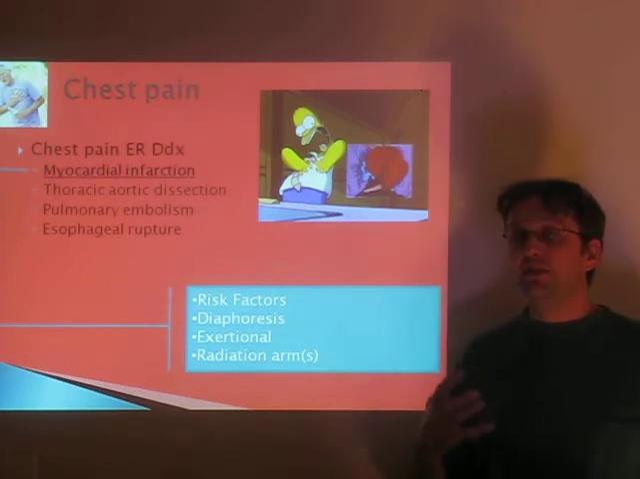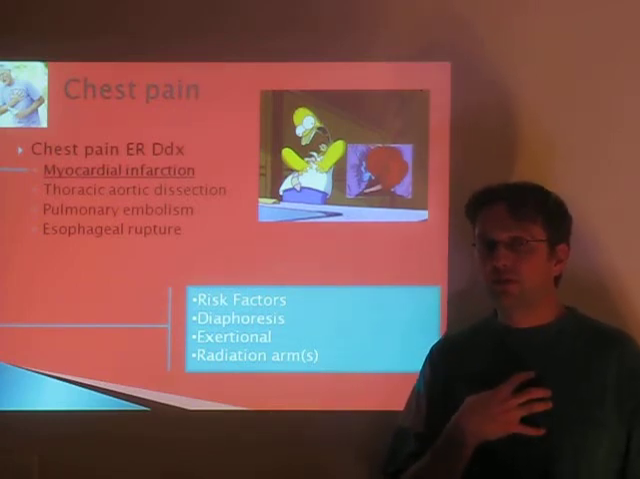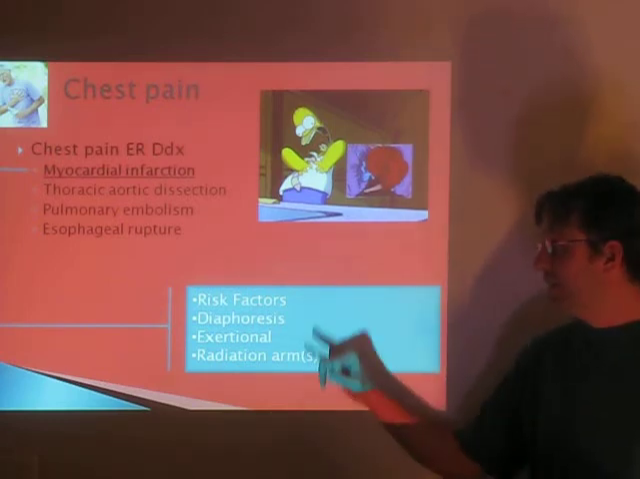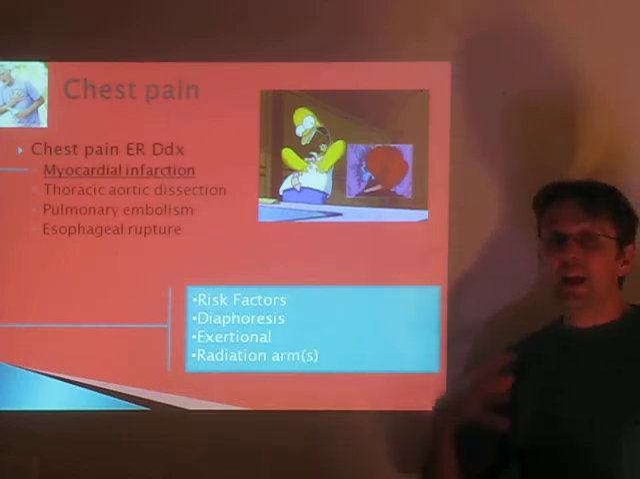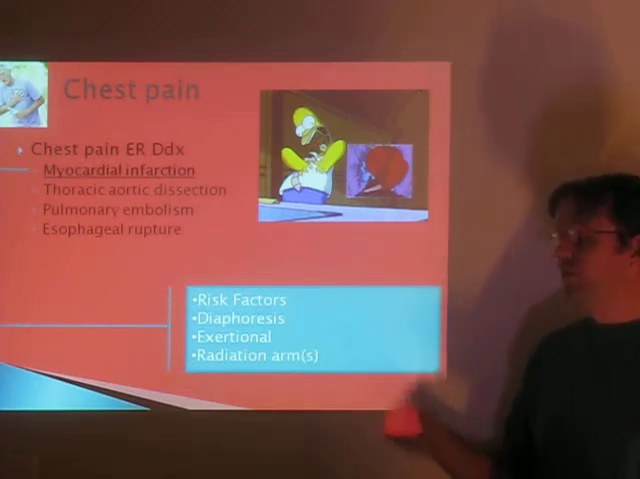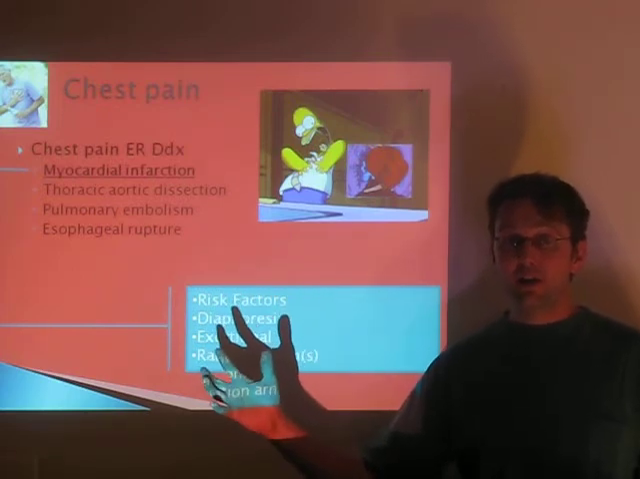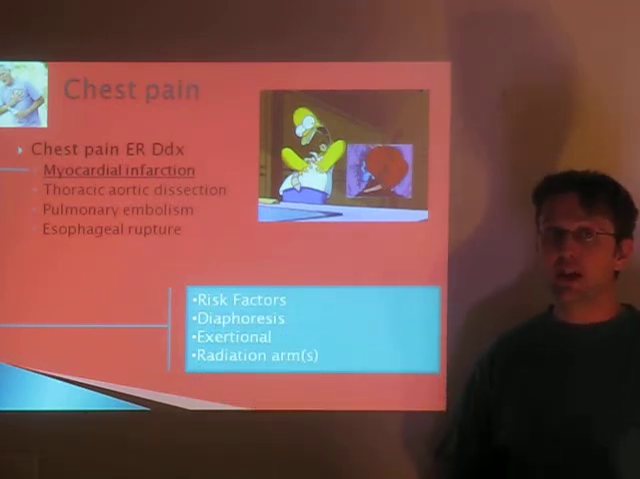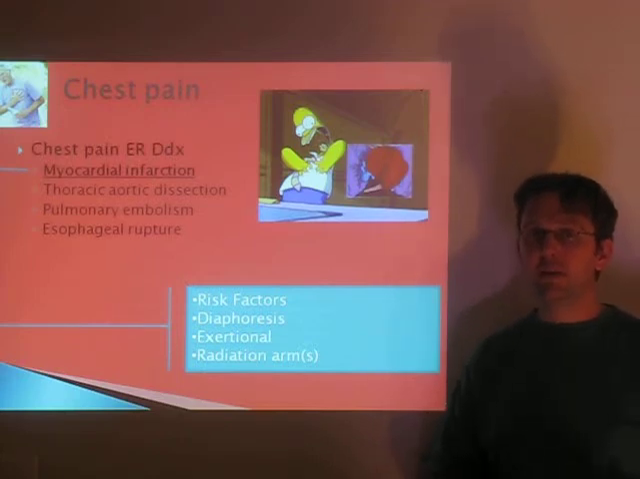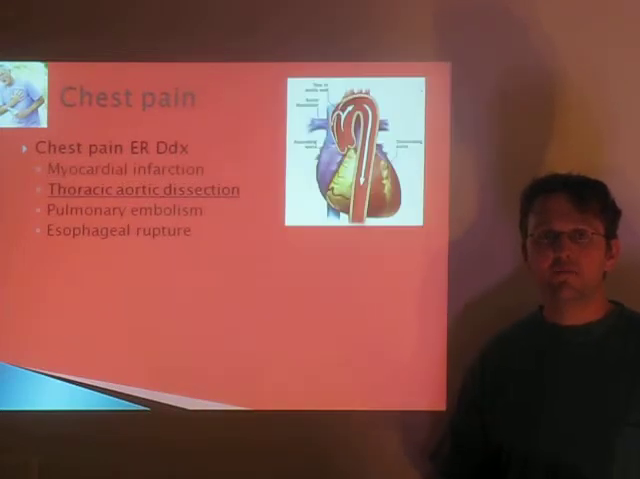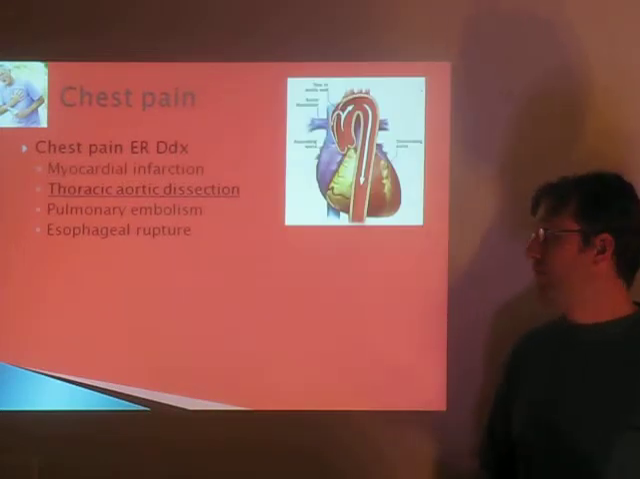Secondly, some things make you more suspicious about an episode of chest pain being something serious. If the patient becomes diaphoretic, if the pain is exertional, or if it radiates to the arms, either arm. Believe it or not, it's more likely to be a heart attack when it goes to the right arm than when it goes to the left. The left arm is more common. Those of you who understand statistics will understand how that's possible. Okay? So that's it for myocardial infarction.